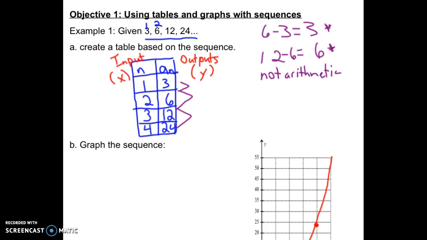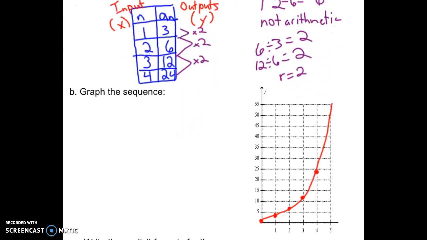So let's try geometric, seeing if they multiply. Go up by a multiplication factor. So let's try 6 divided by 3. 6 divided by 3 is 2. 12 divided by 6 is also 2. So between 3 and 6, you multiply by 2. Between 6 and 12, you multiply by 2. Between 12 and 24, you multiply by 2. So I have found a common ratio in this case, and it is in fact geometric because of the r equals 2. If it was a common difference, then it's arithmetic, but in this case it's geometric.